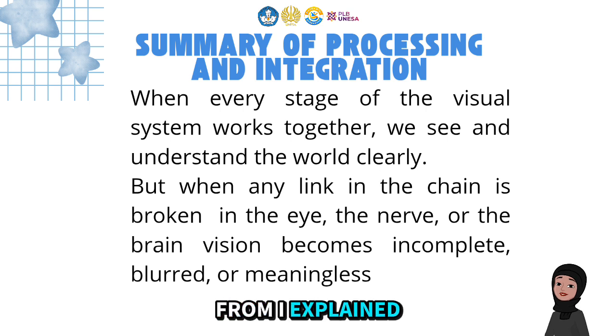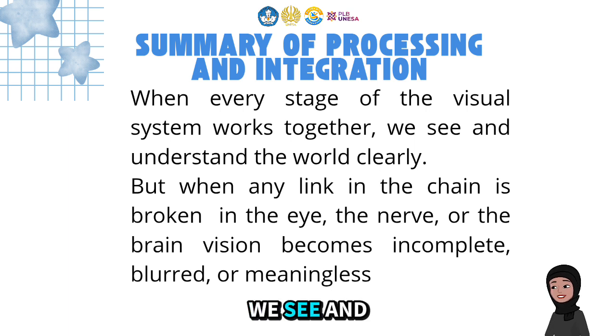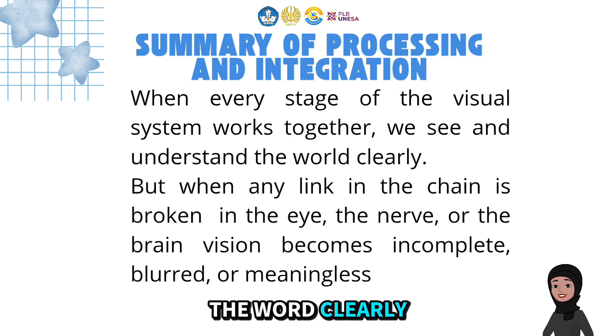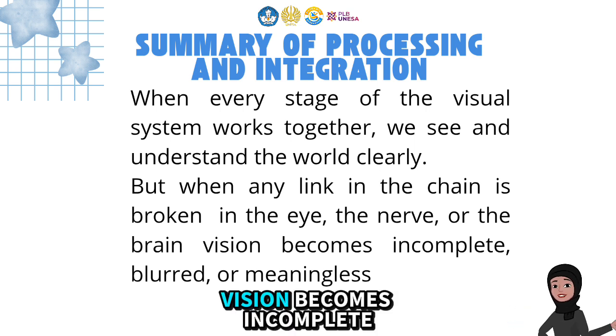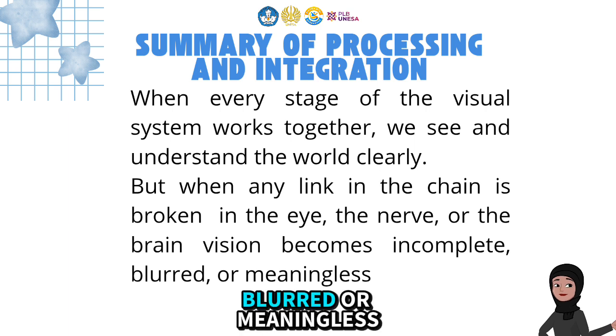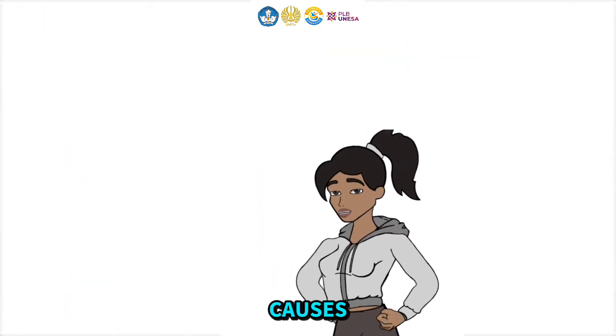From what I explained before, the summary is, when every stage of the visual system works together, we see and understand the world clearly. But when any link in the chain is broken, in the eye, the nerve, or the brain, vision becomes incomplete, blurred, or meaningless. Now we will talk about the causes.